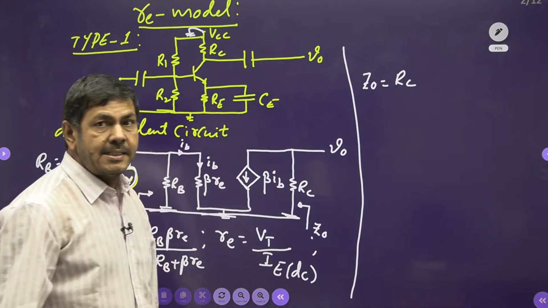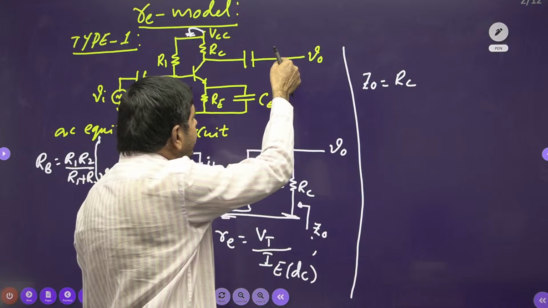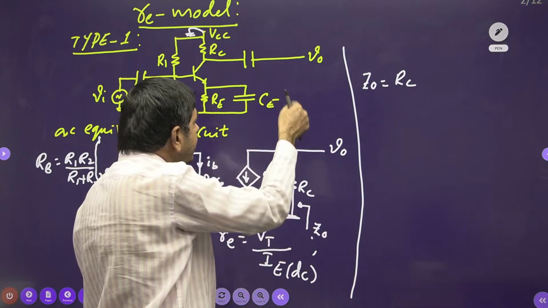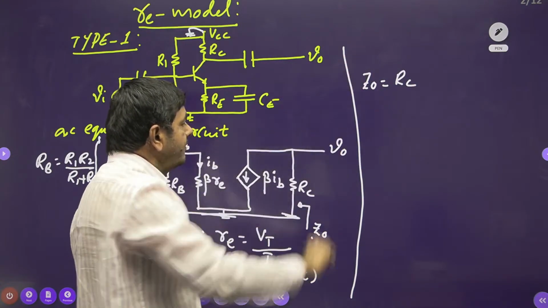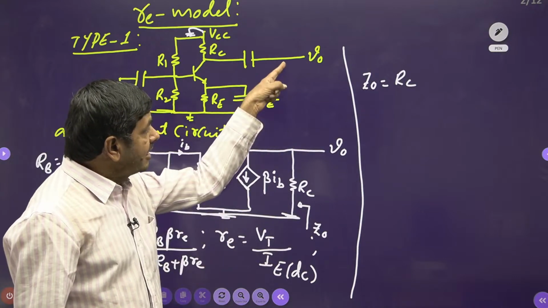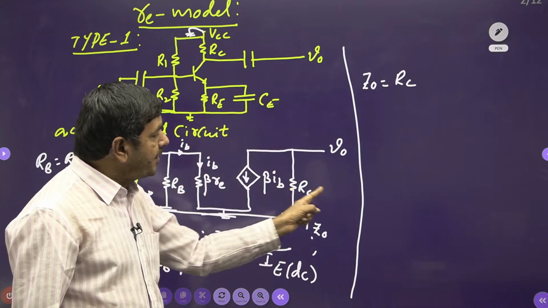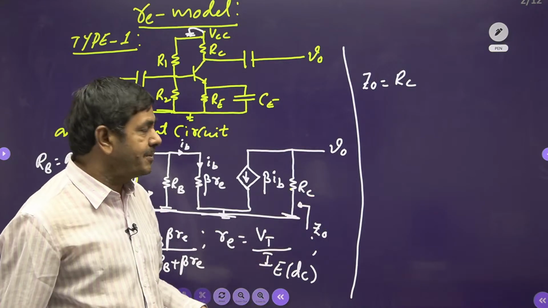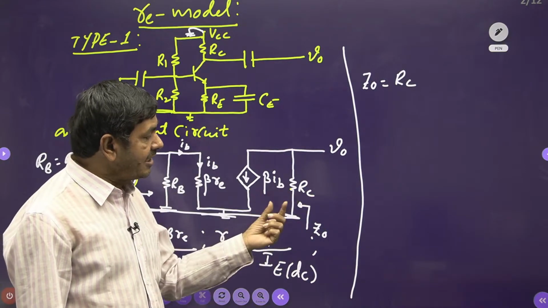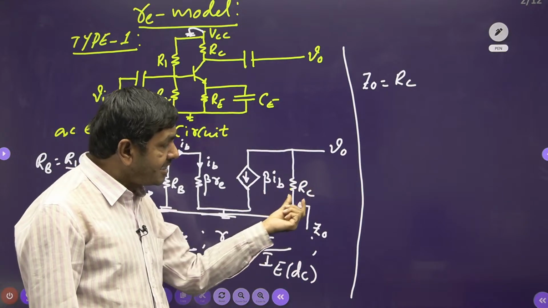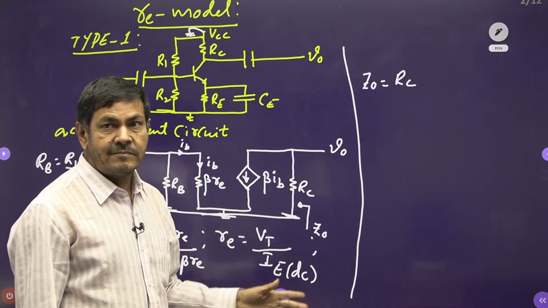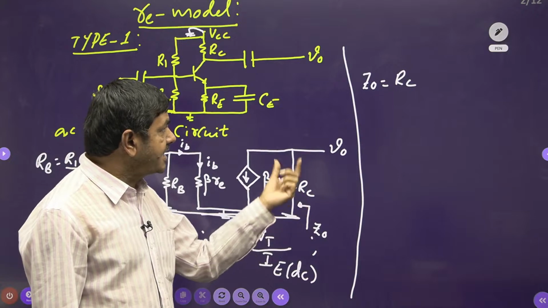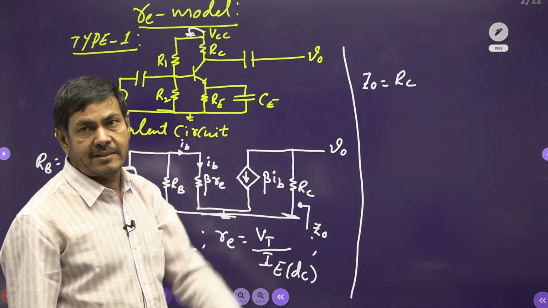In case any load RL is connected here, the load is taken and across the load we have taken V naught. The load is connected to the ground, so RC parallel to RL is available. Already you have done this in the last class in the approximate H model. Z naught is calculated by RC into RL by RC plus RL if the load is connected. If the load is not given and only RC is existing, Z naught equal to RC I can put directly.